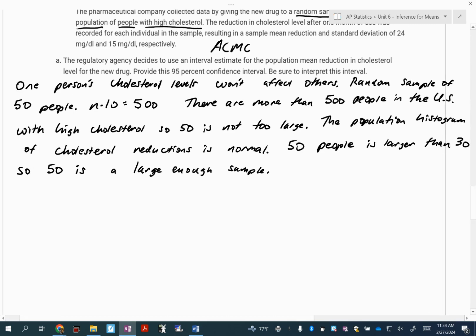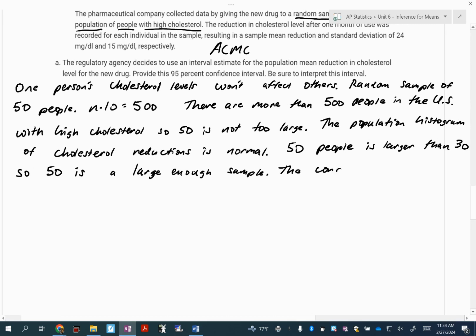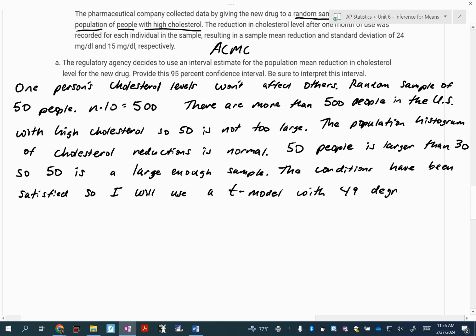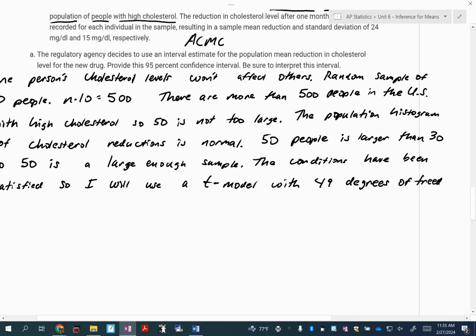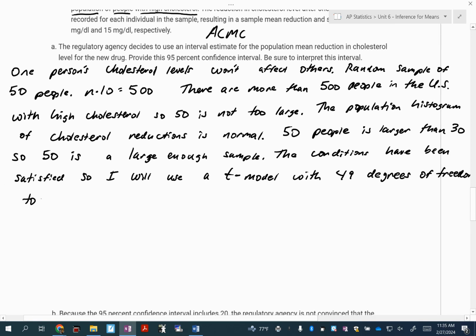All right, so now I'm going to say the conditions have been satisfied. So I will use a T model with 49 degrees of freedom to run a one sample T interval.